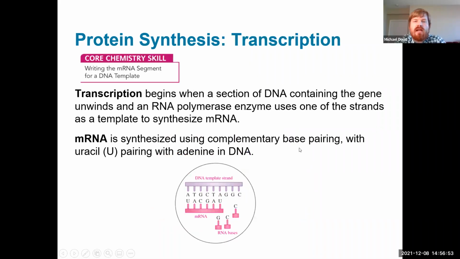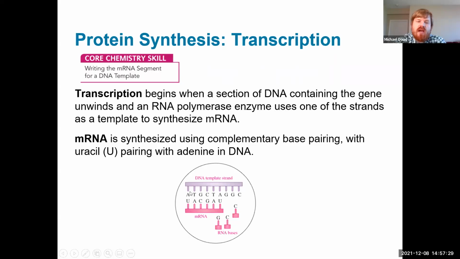Okay, so here we go. Now we're ready for transcription. This is when DNA that contains a gene unwinds and an RNA polymerase enzyme binds. So yeah, transcription is where we're taking DNA and turning it into RNA. And we have RNA polymerase. RNA polymerase is exactly what it sounds like. It basically synthesizes RNA from a template strand of DNA. So mRNA just uses the same complementary base pairing that we did with the DNA, only uracil pairs with adenine. So instead of thymine, we have uracil, which we already talked about here.